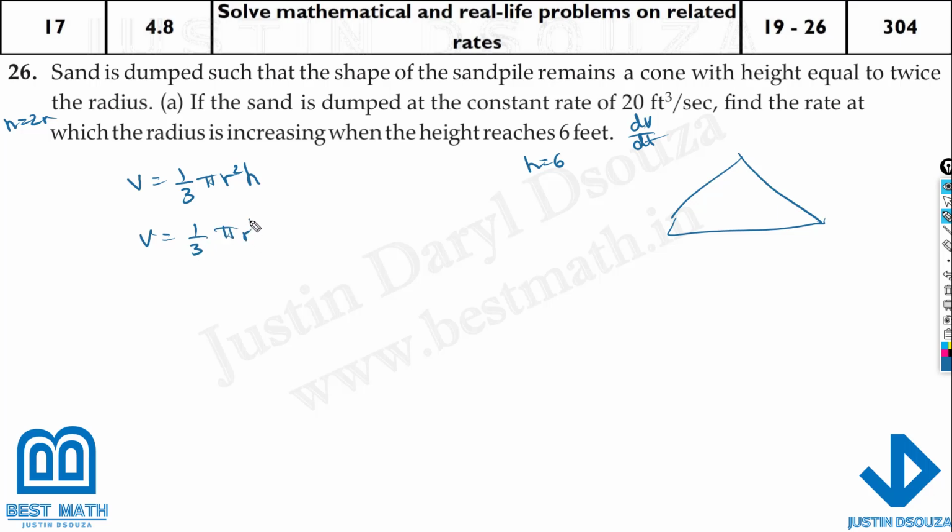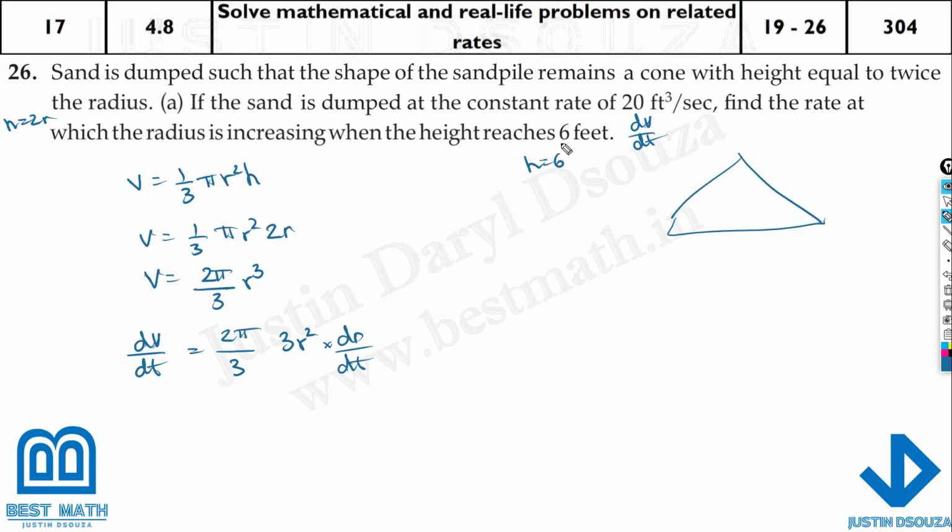So I'm going to remove this h and make it in terms of r. 1/3 pi r square. H is 2 times r. Let me rewrite this. It will be 2 pi by 3. R square times r will be r cubed. Let me derive both the sides with respect to time. Here there's only one term, so it's only v, so it will be dv by dt. Here it's going to be 2 pi by 3 r cubed. When you derive, it will be 3r squared times dr by dt. This is what we need to solve.